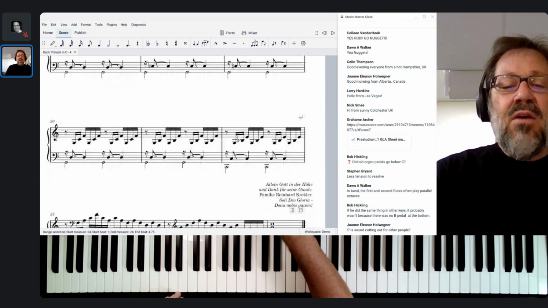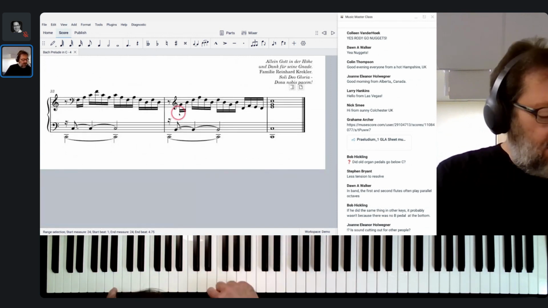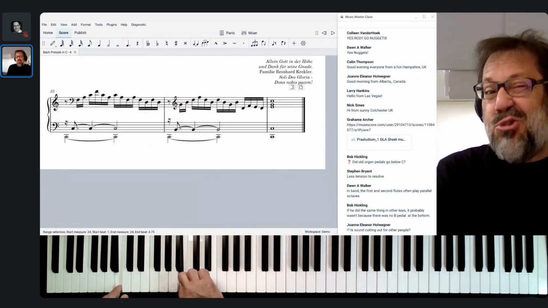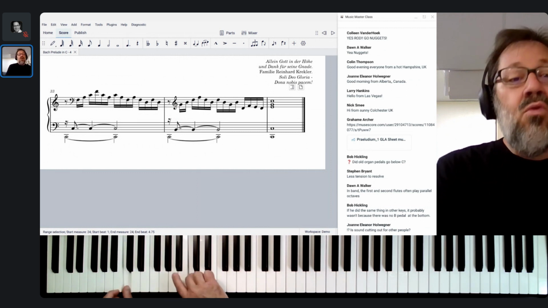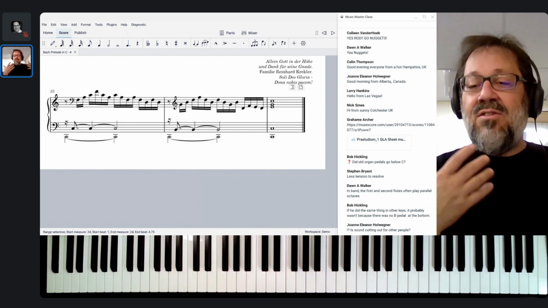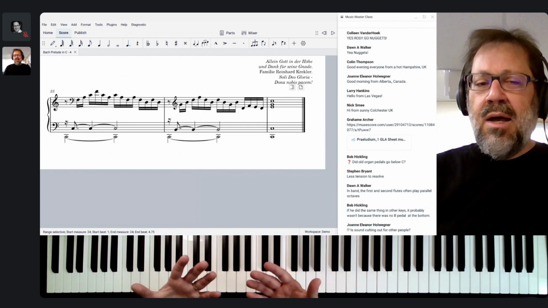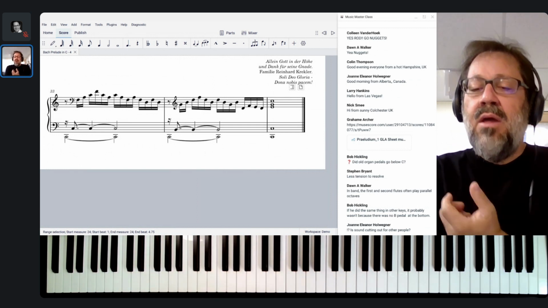So it would have been very out of character for Bach in this final measure to give you two Bs in the same voice and then move them both the same way. That just isn't something Bach likely would have done.